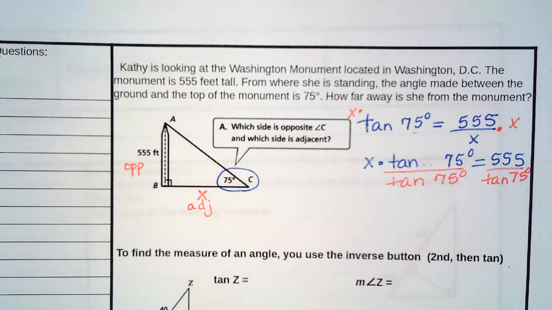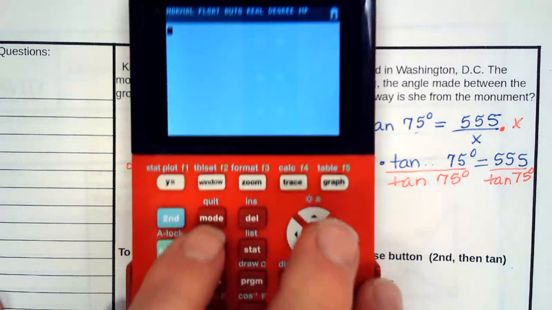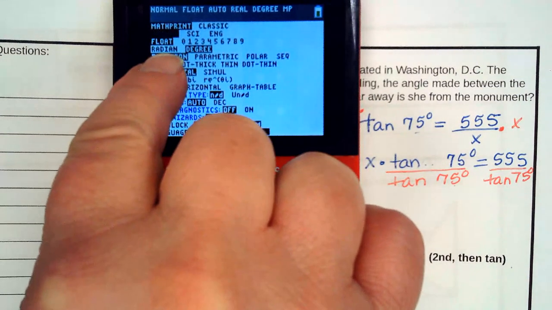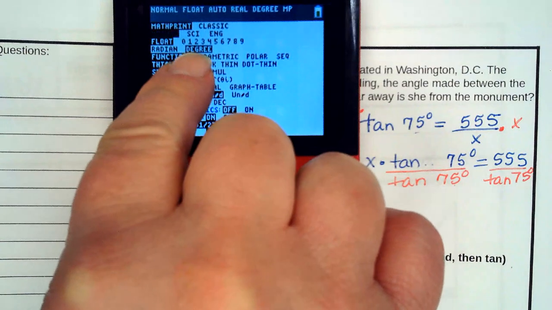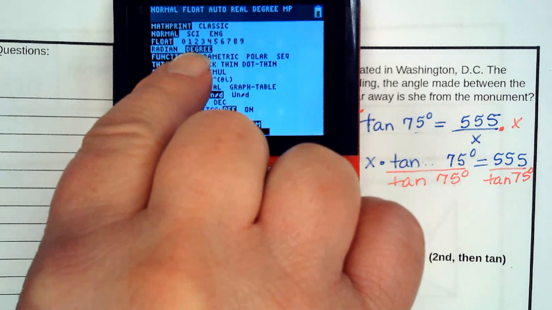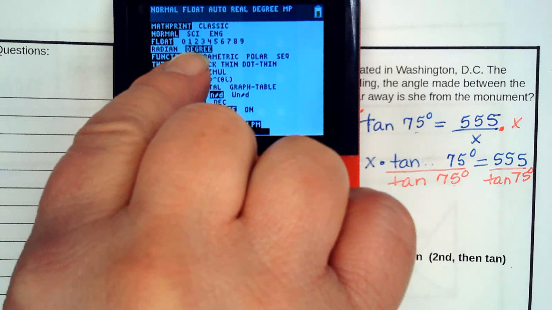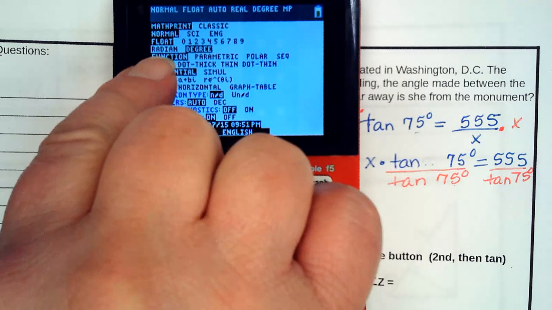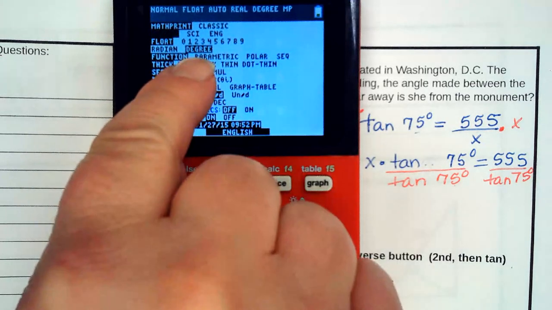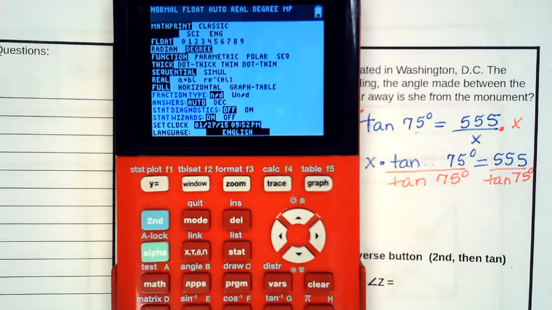So when you get ready to use your calculators, the first thing you have to do is to go into your mode. Your mode button is right here. I need to make sure I am in degree mode. If you're not in degree mode, you'll get really weird answers. There's 2 ways of measuring angles. We can measure them in radians, or we can measure them in degrees. We always have to be in degrees for using it with our trigonometric ratios.